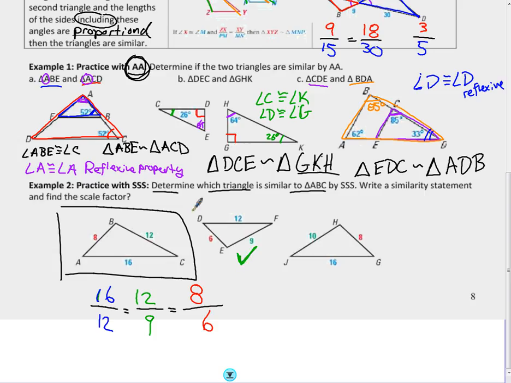Why doesn't it work? Well, if I go small to small, I get 8 over 8. If I go medium with medium, I get 10 over 12. Is 8 over 8 the same thing as 10 over 12? No, those are not equivalent ratios, which means they are not proportional. So since these are not proportional, these cannot be similar. They don't have the same ratios, so they cannot be similar figures.